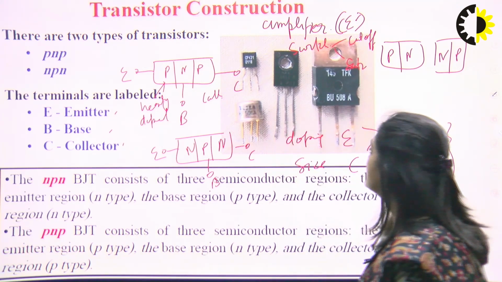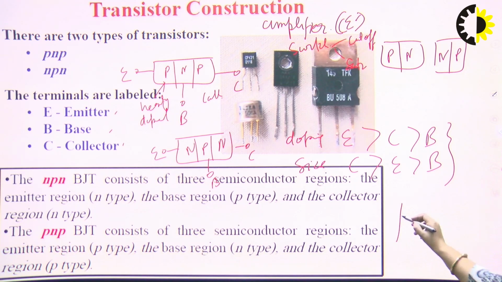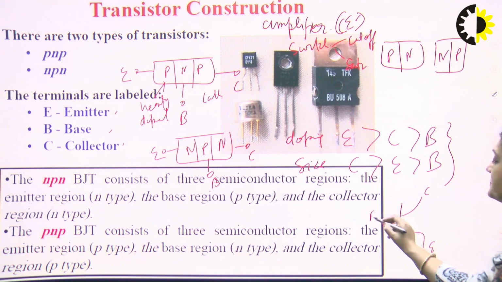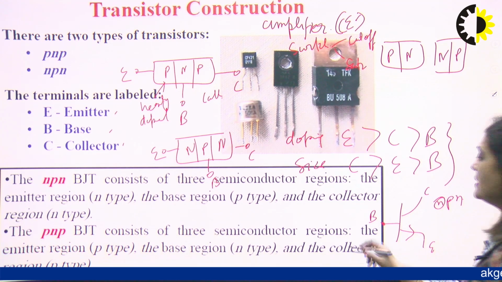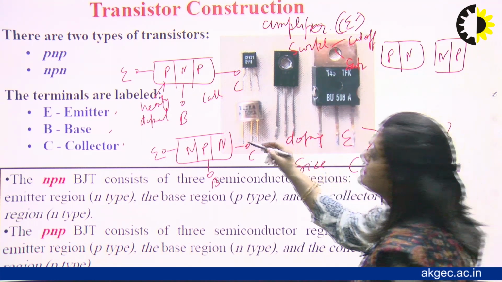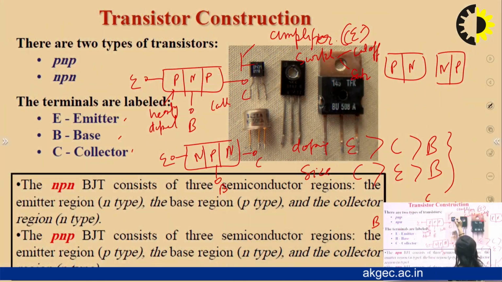And the symbol of the transistor is like this: this is our collector, this is emitter, and this is base. And we have to make the NPN transistor. Means N is our emitter, P is our base, and N is our collector. So here the arrow will be in this direction. P is our base, so the arrow will be in this direction. This is the NPN transistor. Sorry, this is base and this is collector.